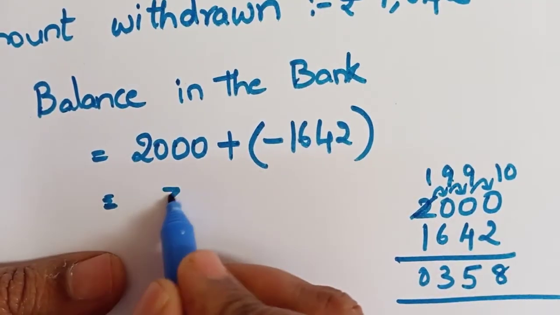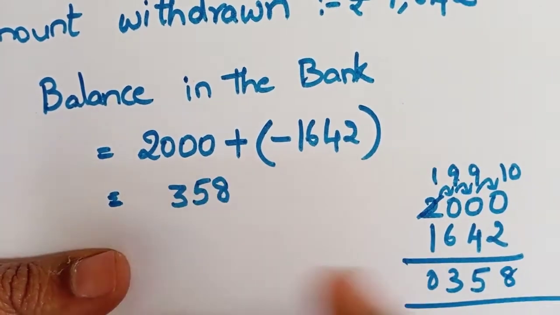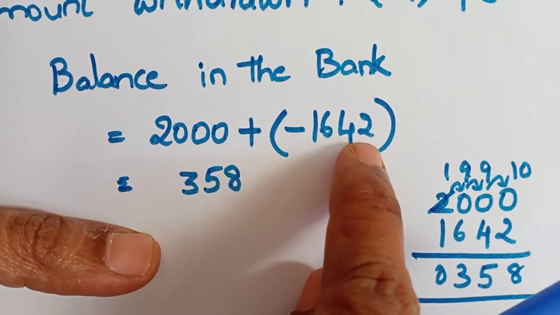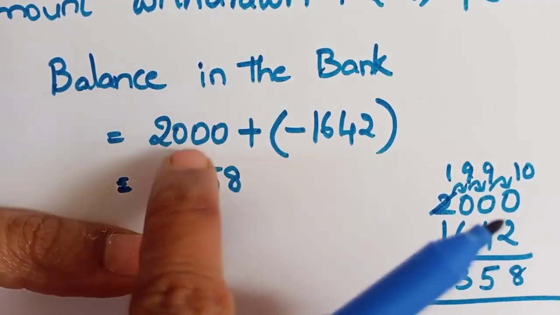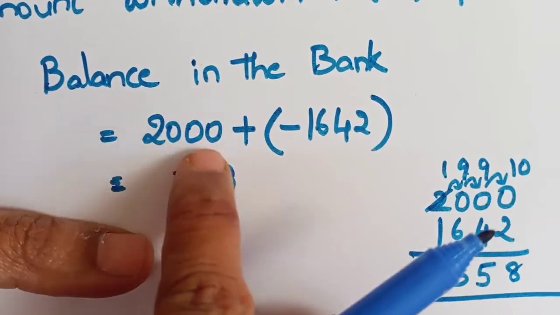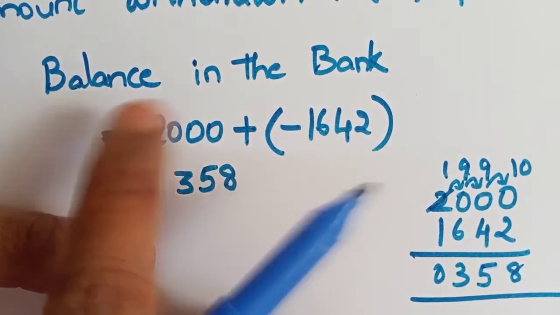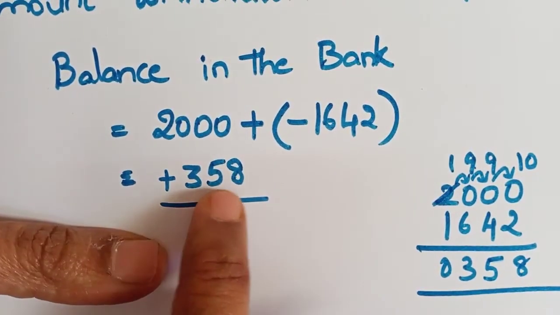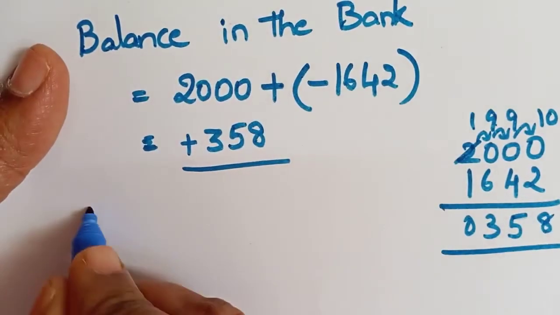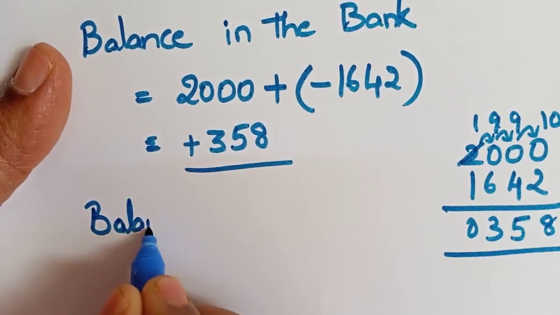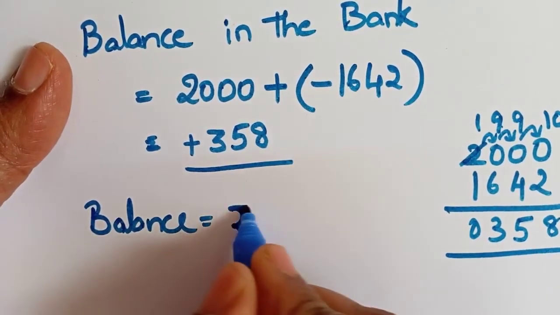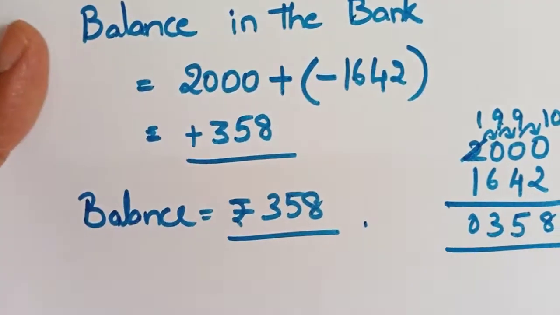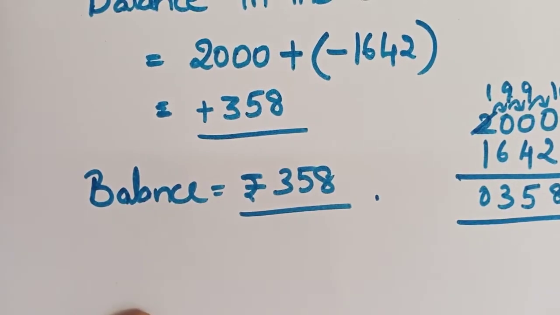So what is the balance here? 358. Which sign should I give? Out of 2000 and 1642, which is the biggest number? 2000 is the biggest number. So 2000 is having a plus sign here. So my answer is also a plus. So 358 rupees is the balance. So finally balance is equal to rupees 358. 358 is the balance.